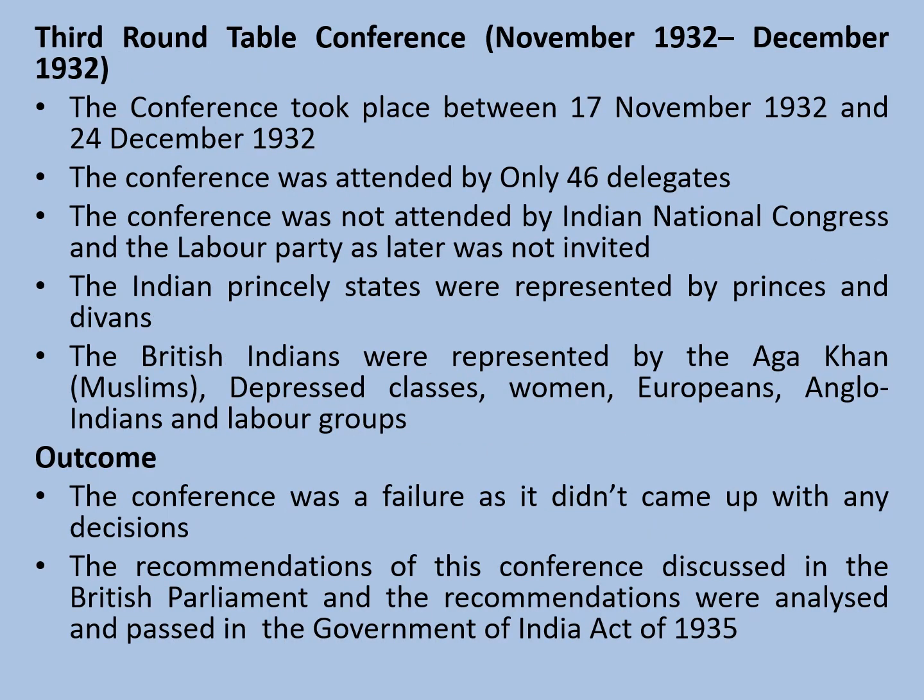After two failed attempts, the British also convened the third Round Table Conference from November 1932 to December 1932. This conference was attended by only 46 delegates, and the Indian National Congress was not a part of it. The Indian states got their representation from the princes and divans, and British Indian provinces were represented by certain people from India also. But ultimately, the third conference was a failure, and it never came up with any decisions. Most of the recommendations discussed were finalized or modified as the Government of India Act of 1935.